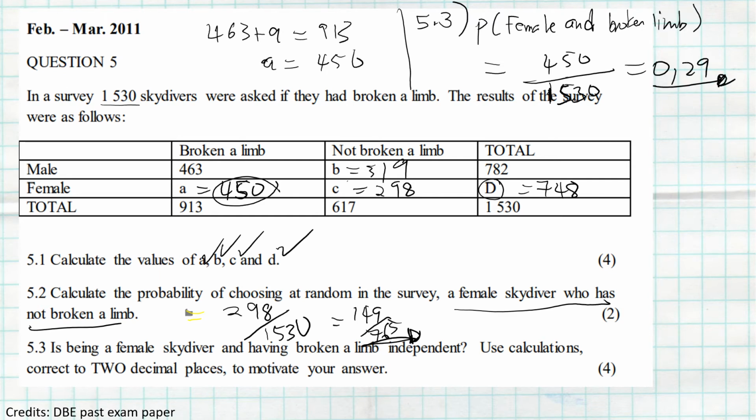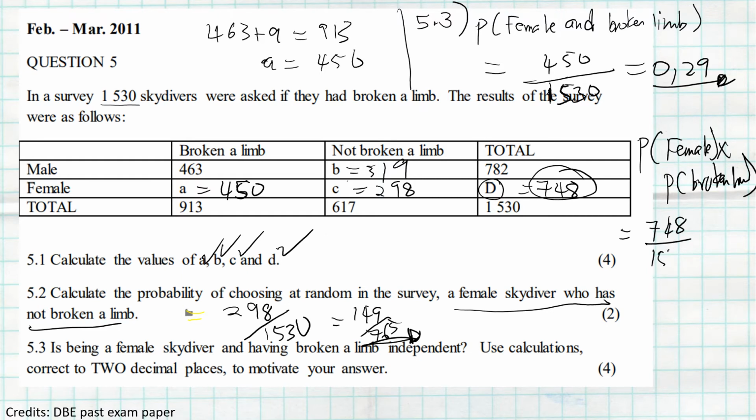Now we calculate the probability of female multiplied by the probability of broken limb, because we want to check whether they are independent or not. If they are equal, they'll be independent, but if they are not equal, they'll be dependent. How many females do we have in total? It's 450 plus 298, which is 748, over 1,530, multiplied by the probability of having a broken limb. The total number of people who have broken limbs is 913, so 913 over 1,530. I'm going to use a calculator to multiply that and convert the answer to a decimal.